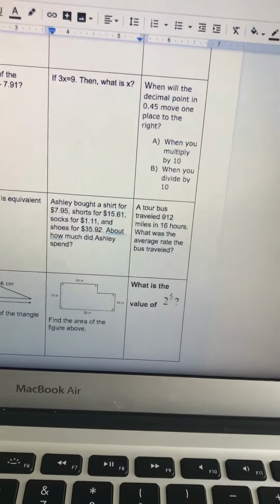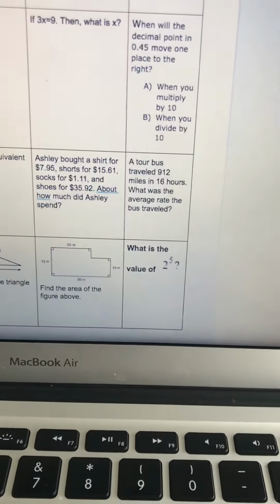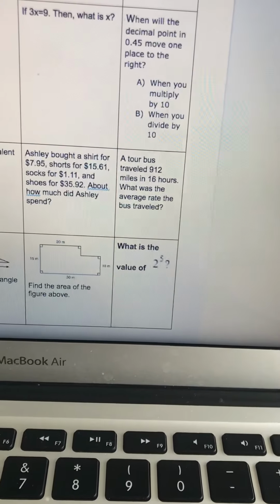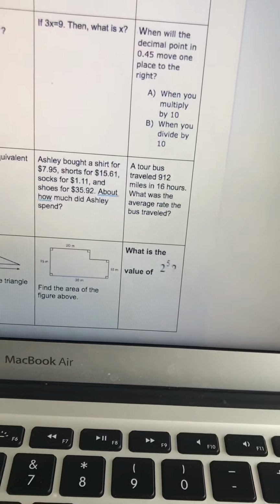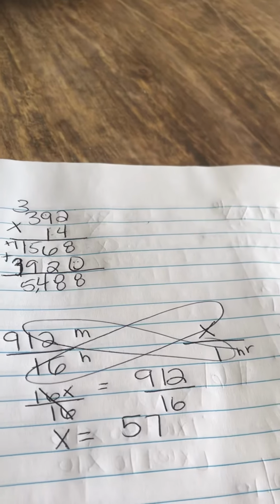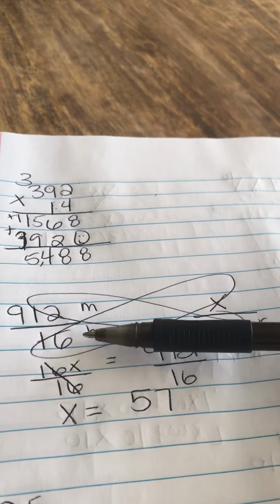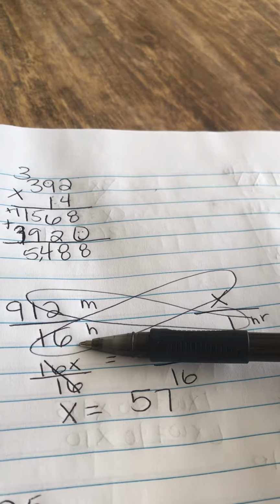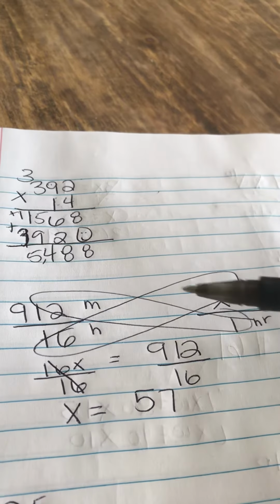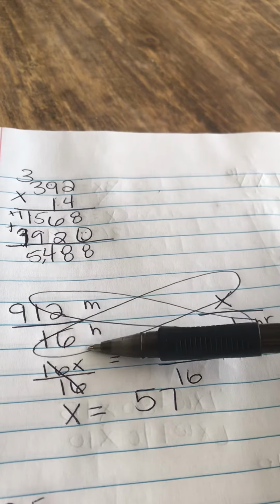Number 3, we have a unit rate problem. A tour bus traveled 912 miles in 16 hours. What was the average rate the bus traveled? So we set up our proportion, right? We have 912 miles in 16 hours, okay? Remember, we have to keep our miles and hours consistent in our numerator and denominator.